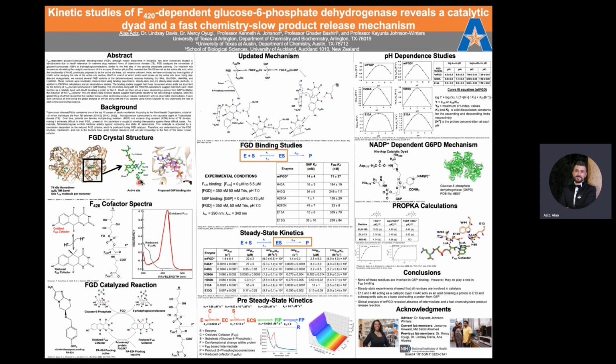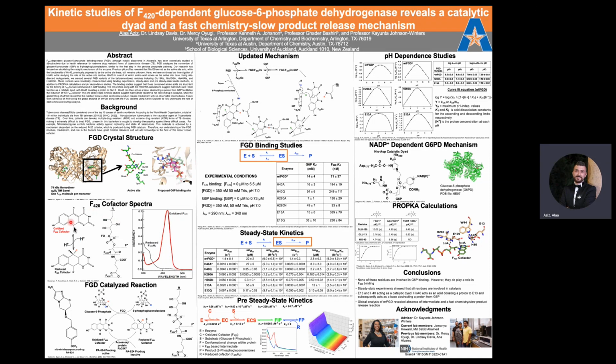This is an expanded view of the active site, where we see that three important amino acids are believed to play an important role in catalysis. Those are glutamate 109, histidine 40, and tryptophan 44. This is a proposed glucose 6-phosphate binding site, where we believe that glucose 6-phosphate would bind.